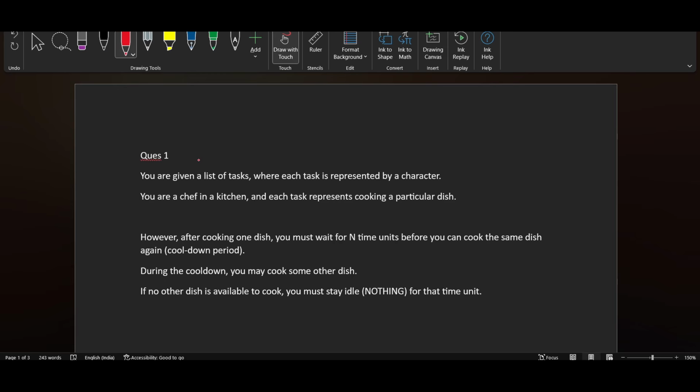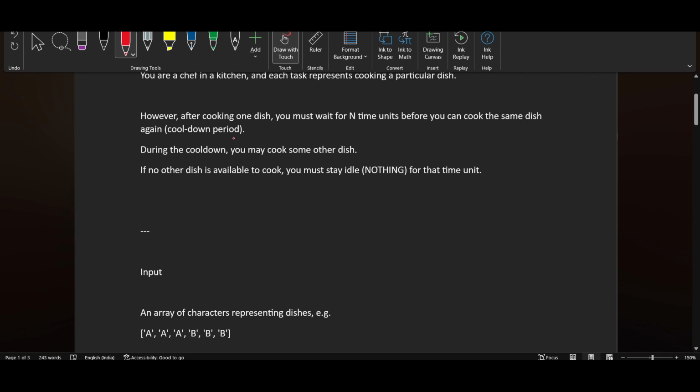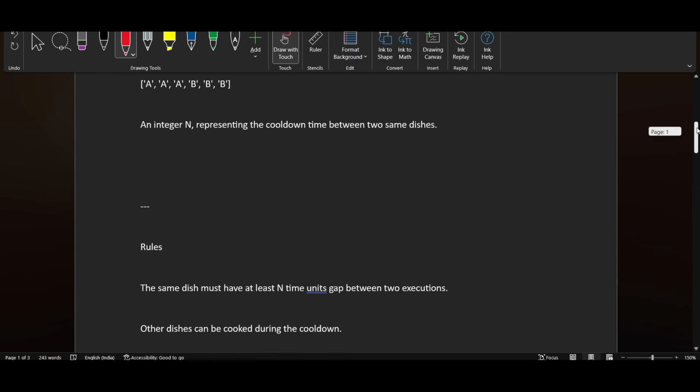So the first coding question was: you are given a list of tasks where each task is represented by a character. You are a chef in a kitchen and each task represents cooking a particular dish. However, after cooking one dish, you must wait for n time units before you can cook the same dish again, a cooldown period. During the cooldown, you may cook other dishes. If no other dish is available to cook, you must stay idle, nothing for that time. Okay, so this is like a scheduling kind of question.